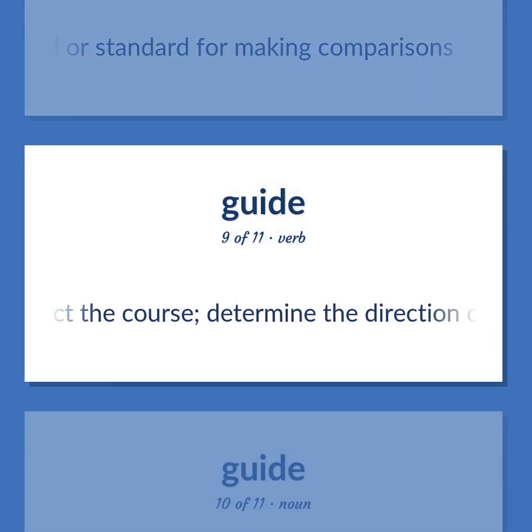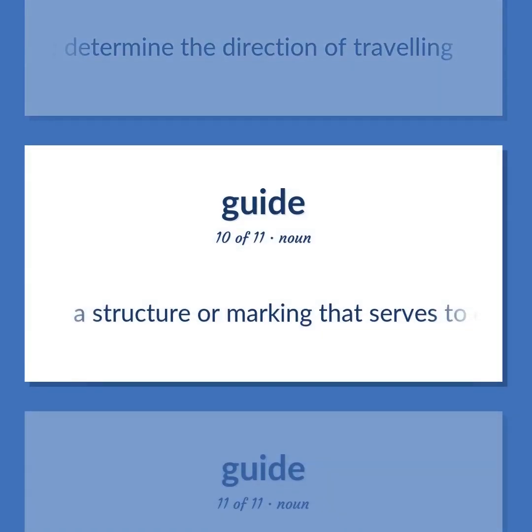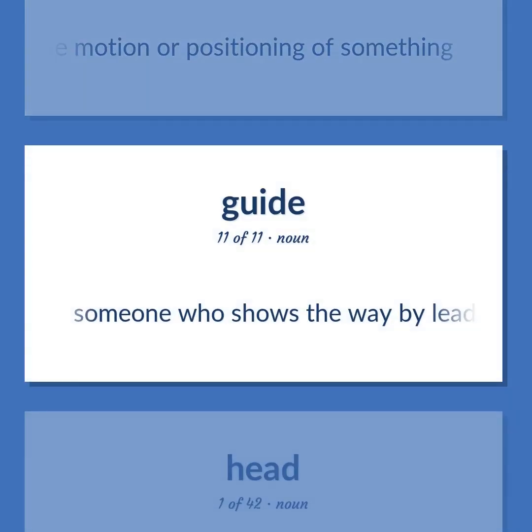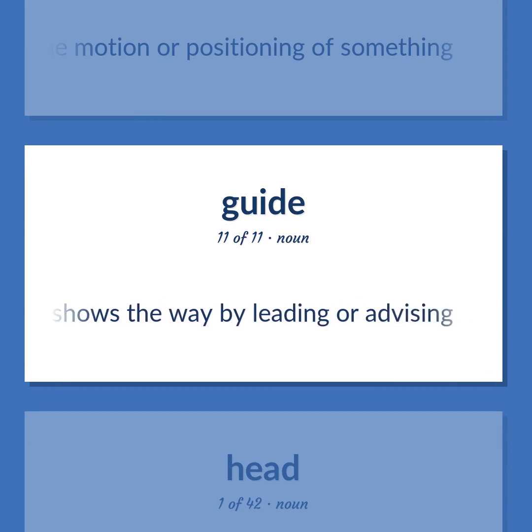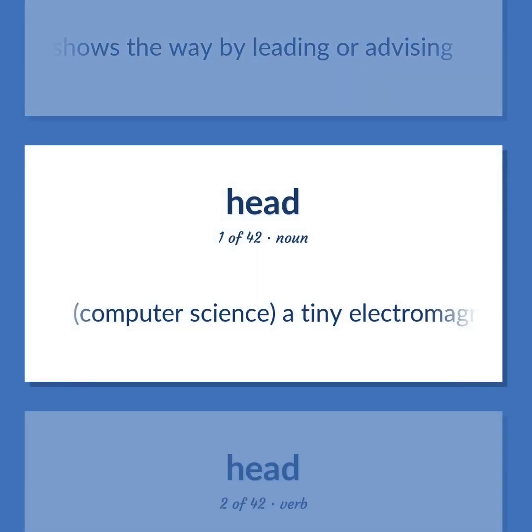Direct the course. Determine the direction of traveling. A structure or marking that serves to direct the motion or positioning of something. Someone who shows the way by leading or advising. Computer science. A tiny electromagnetic coil and metal pole used to write and read magnetic patterns on a disk.